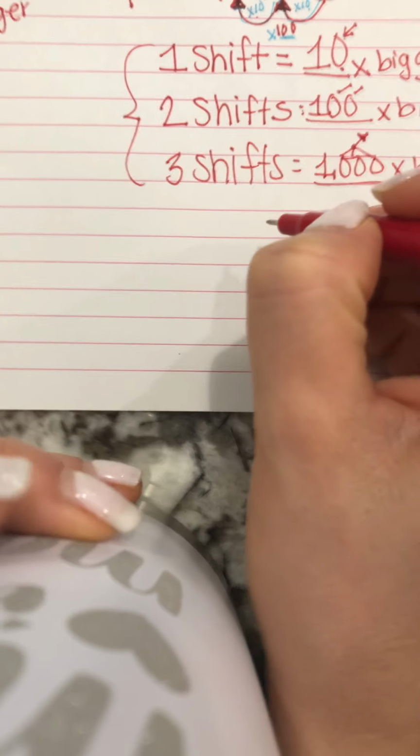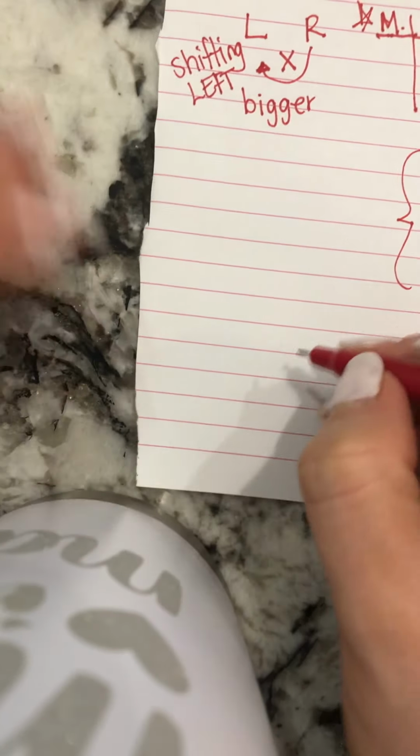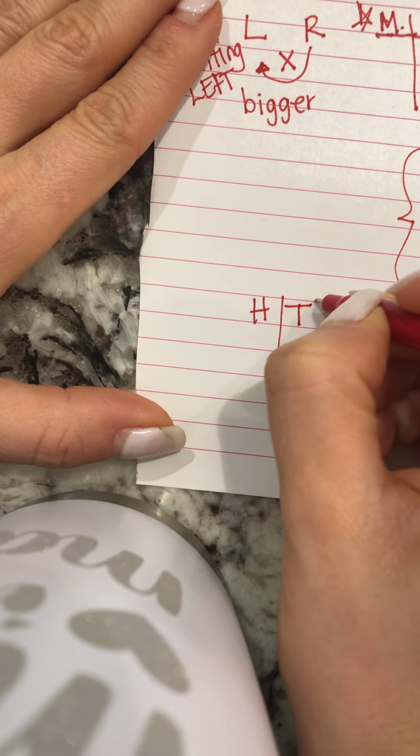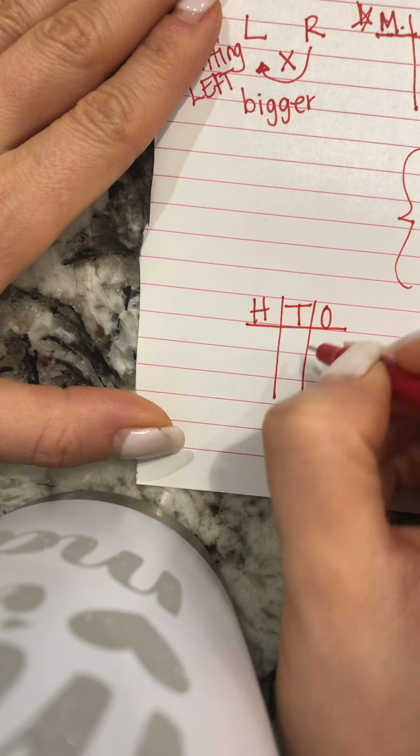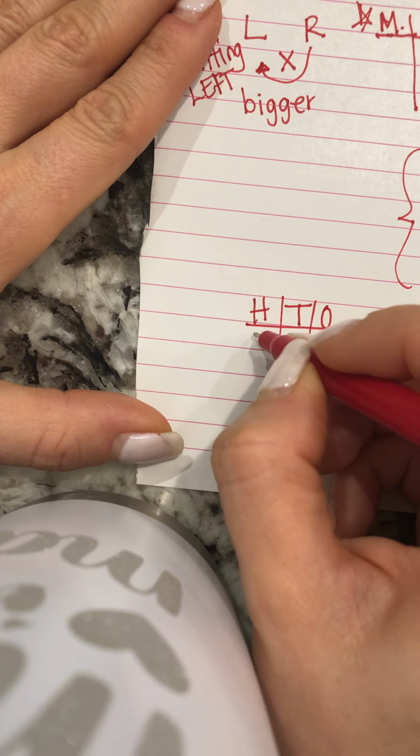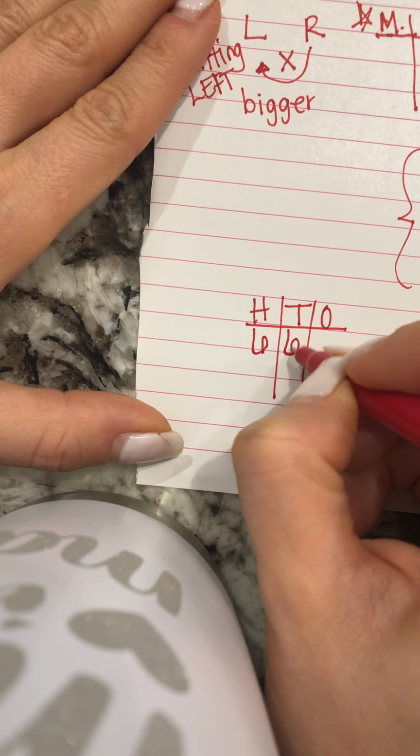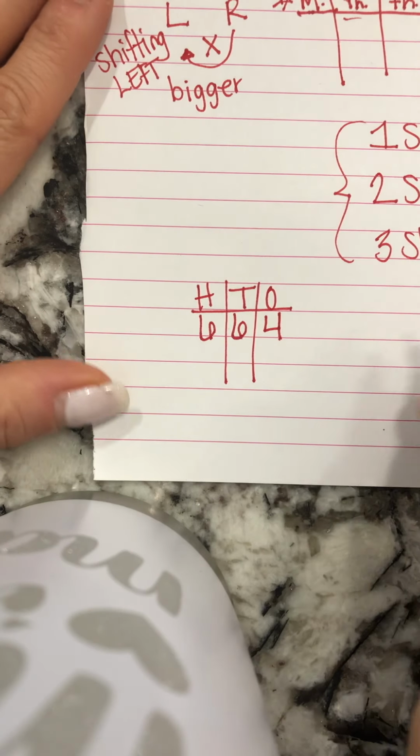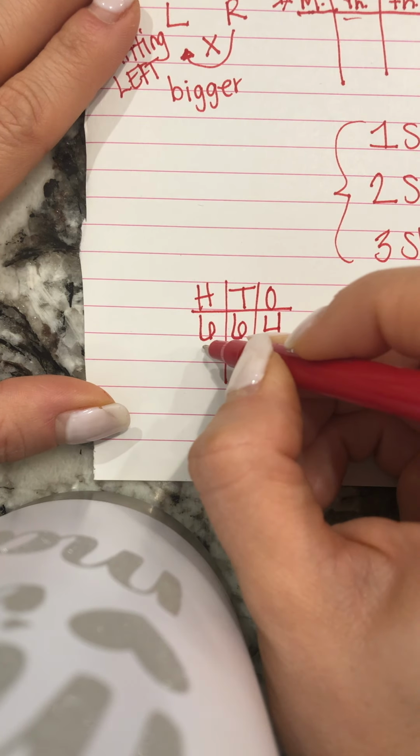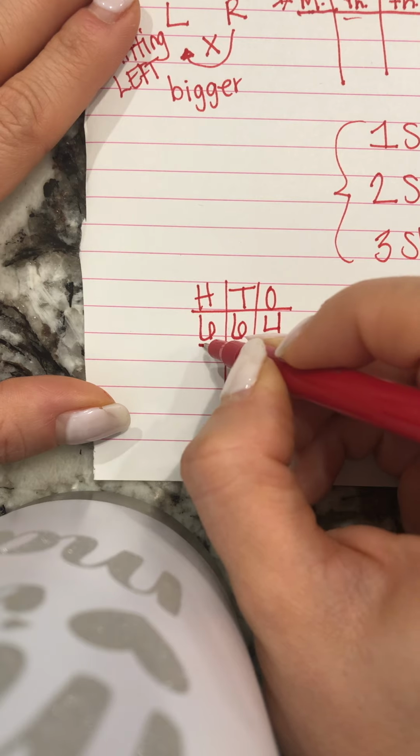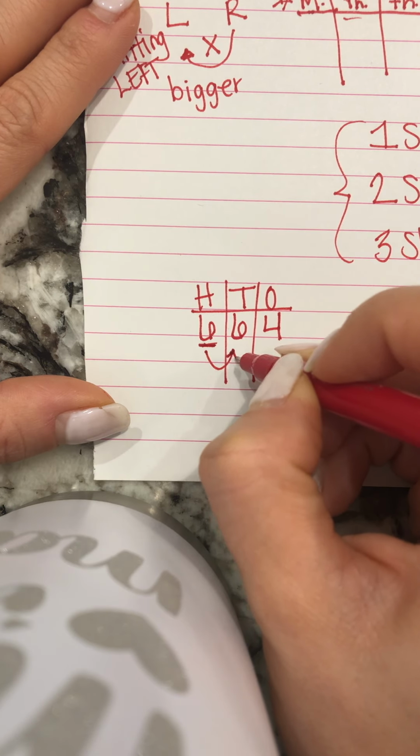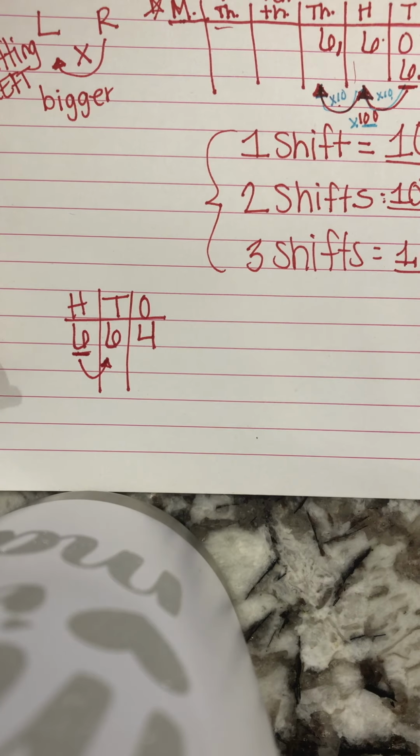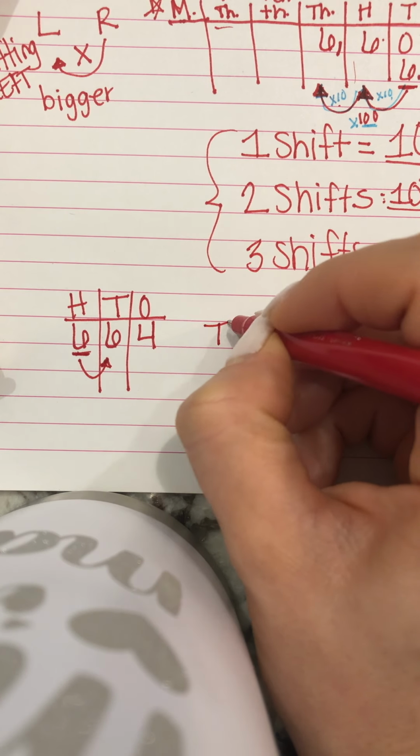I'm going to make us another quickie place value chart here, and this number, 664. I want to know how many times bigger is the 6 in the hundreds place than the 6 in the tens place. Now you guys have this sentence frame on your worksheet.